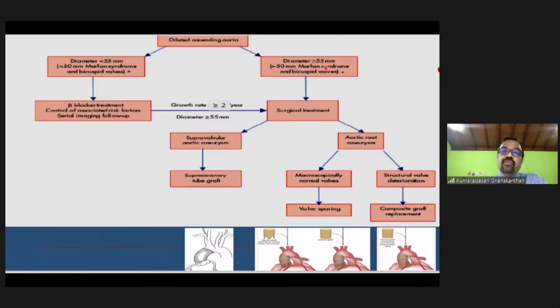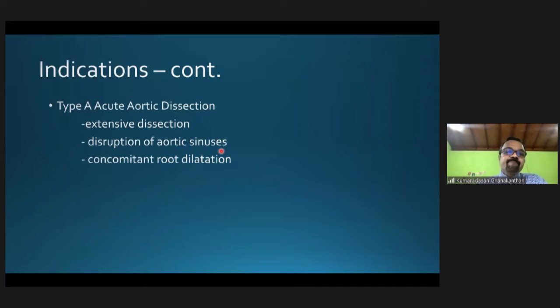But if it is more than 55 millimeters, or 50 millimeters in Marfan's and bicuspid, surgical treatment is offered, depending on whether the aortic root is dilated. If the aortic root is dilated with a normal valve, we will go for a valve sparing root replacement. But if there is structural damage to the valve also, then we will offer a composite graft valve replacement. But if only the ascending aorta is involved, then it is only a tube graft on the supracoronary part. So as I mentioned, those are the indications for elective surgical intervention.